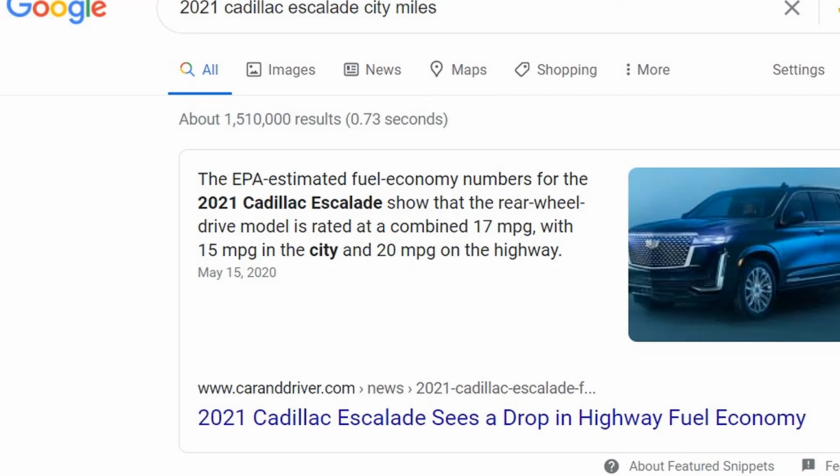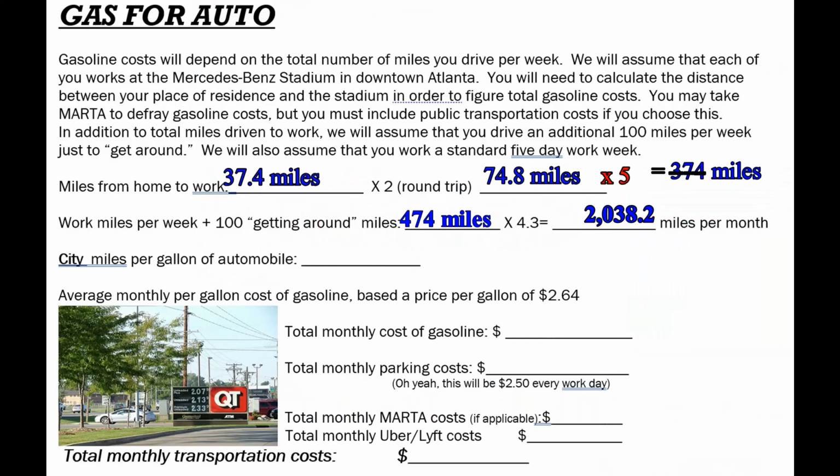So with that being said, I am then going to take that number, my city miles, and divide it into my monthly miles, which in my case is 2,038.2. Once I divide 15 into that, that gives me 135.88. Now remember, when you divide, your miles cancel out, and that leaves you with the unit of gallons per month. So 135.88 is my gallons per month. That's how many gallons of gas I'm going to need for the entire month.